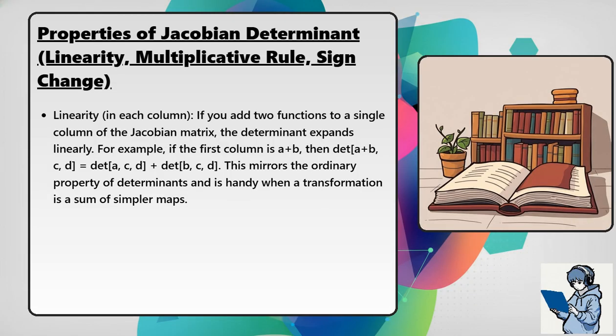Linearity in each column. If you add two functions in a single column of the Jacobian matrix, the determinant expands linearly. For example, if the first column is a plus b, then the determinant of a plus b, c, d equals the determinant of a, c, d plus the determinant of b, c, d. This mirrors the ordinary property of determinants and is handy when a transformation is a sum of simpler maps.